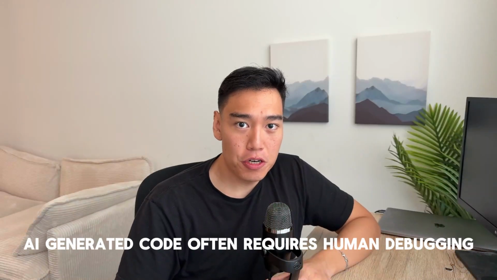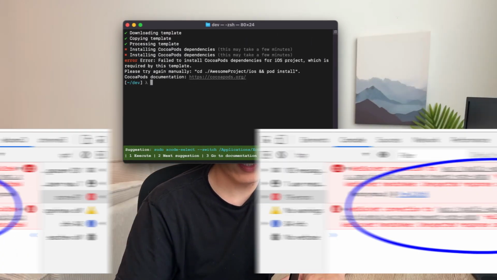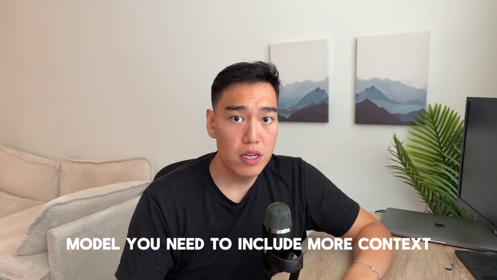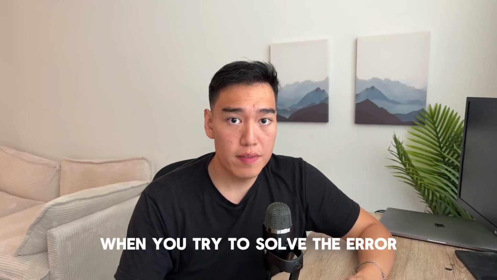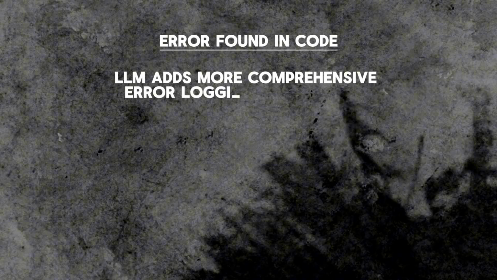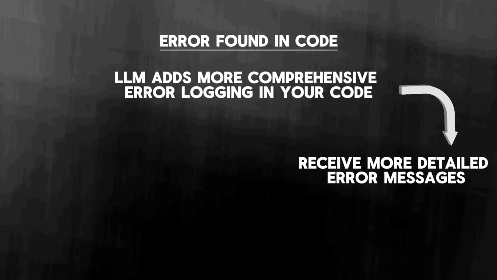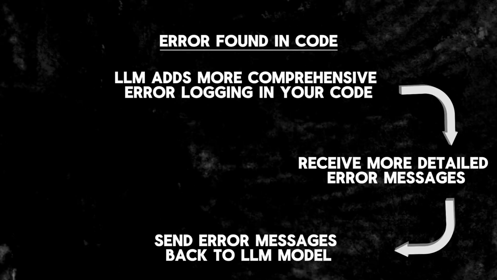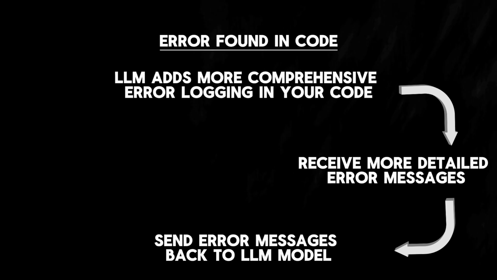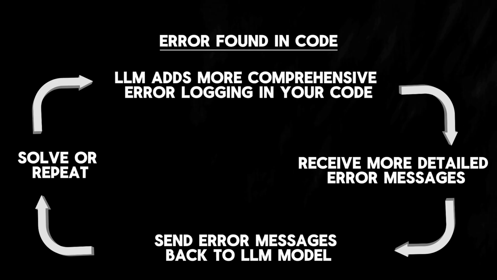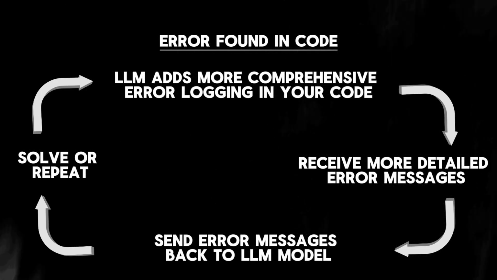Now, AI generated code often requires human debugging. And when this happens, you need to provide the full error logs from both the terminal as well as the web console when you run your application. And if these don't provide enough details to the AI model, you need to include more context when you try to solve the error. A way to go about this is to have AI add comprehensive error handling and logging to your files so that it provides more detailed error messages. From there, you can then circle back and provide the LLM with even more context and then finally solve your problem. So this basically creates a feedback loop that feeds into itself for increasingly more detailed information.